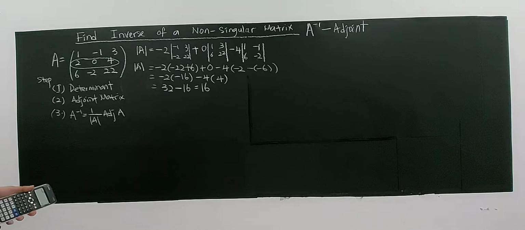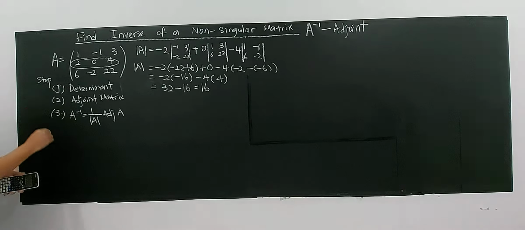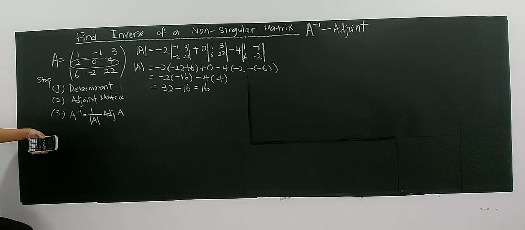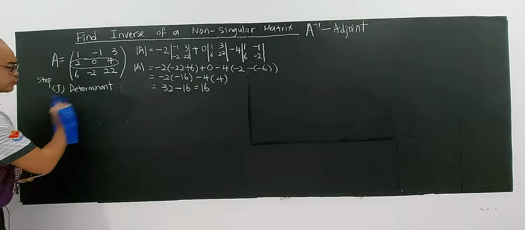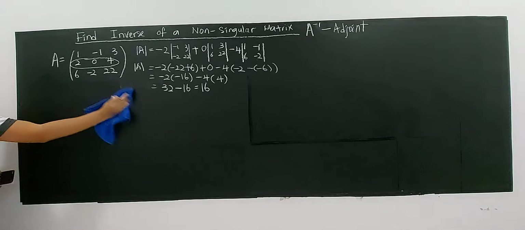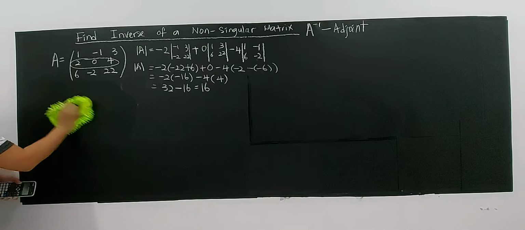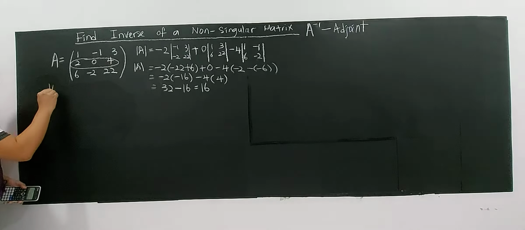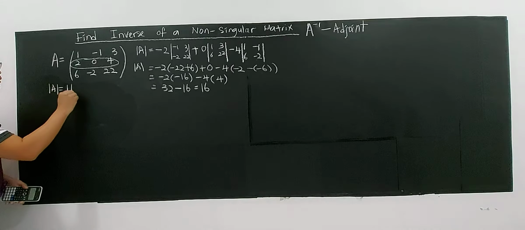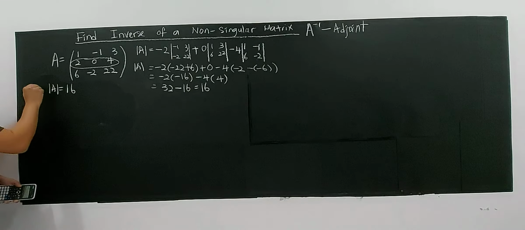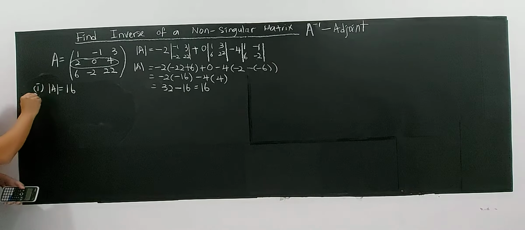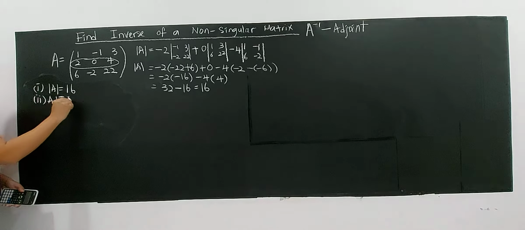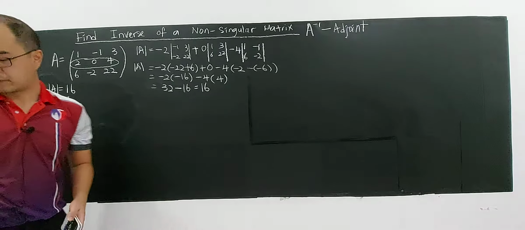So this is the way. So you have jotted down that you already found the determinant of A. So now we go for the next part. We already know the determinant of A is 16, right? So the first step has already been done. The second step is you have to find the adjoint matrix, right? So how to find the adjoint matrix?